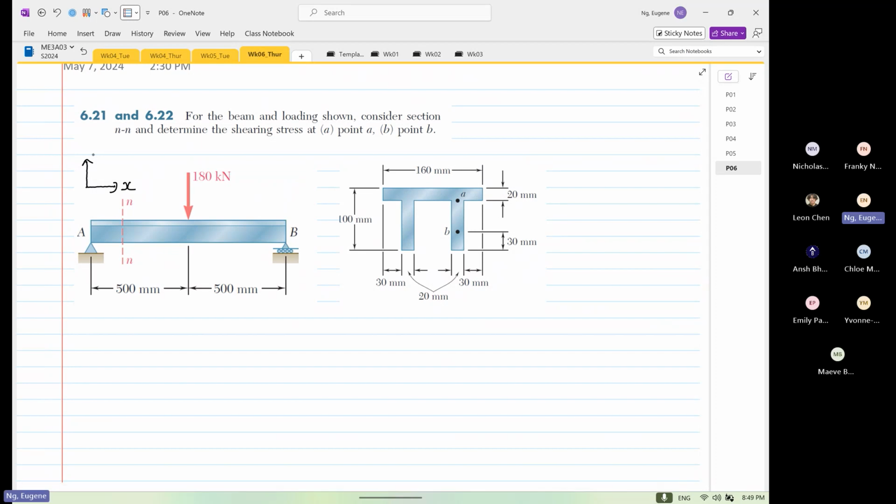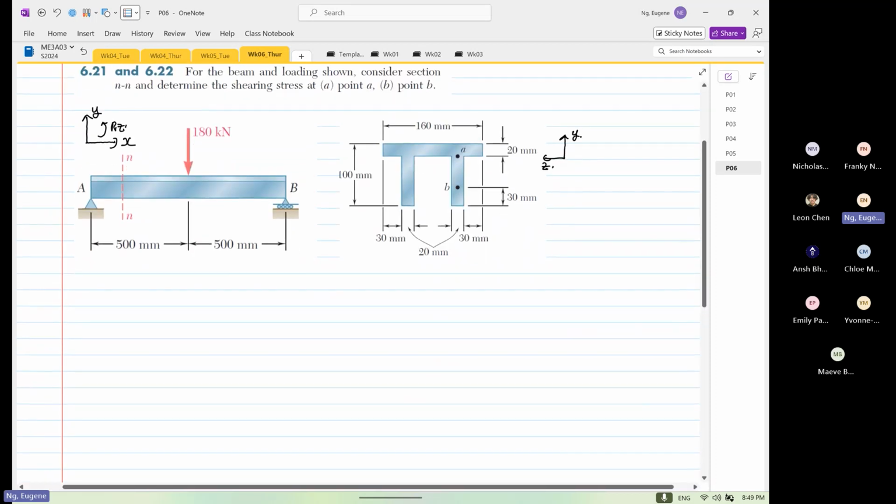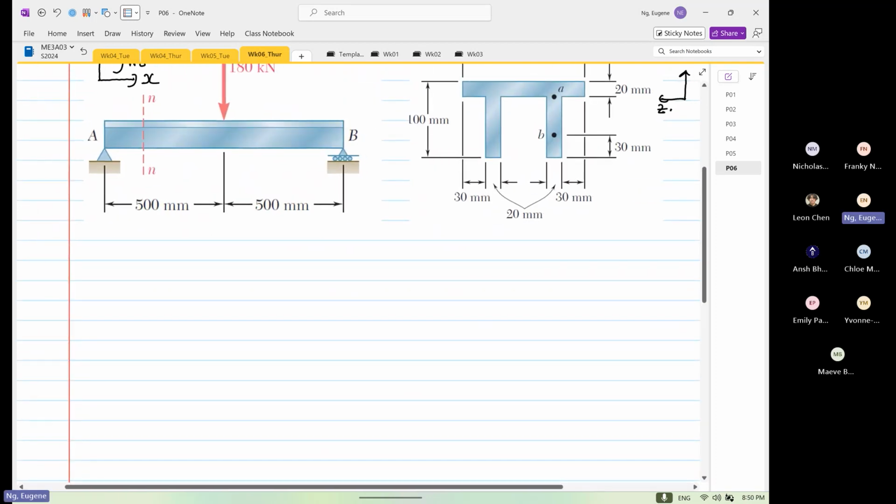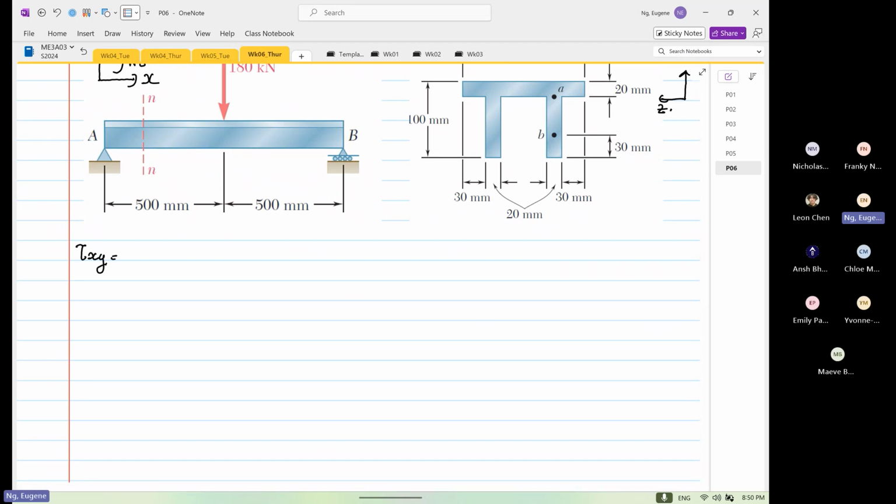this is my X and this is my Y and this is our rotation about the Z, right? And then over here there is a cross-section view, and this is the Y and this is the Z. Okay, so from here we can construct the free body diagram. First of all, we know that the formula we're going to apply is here. τXY is equal to Vy over Izz times Qz over t, right?